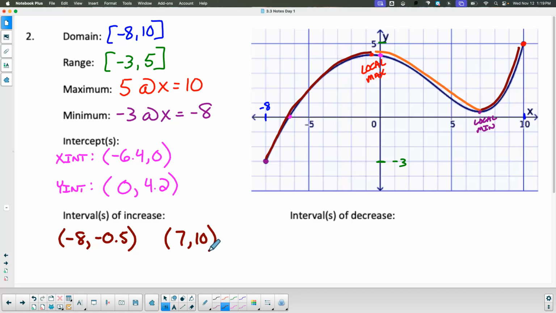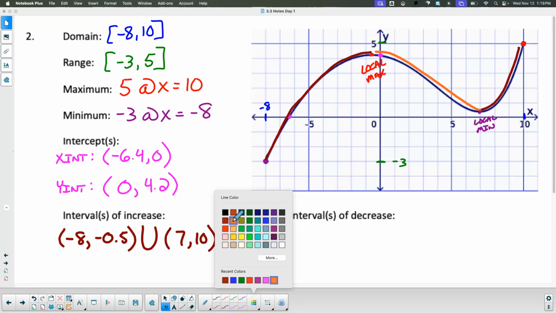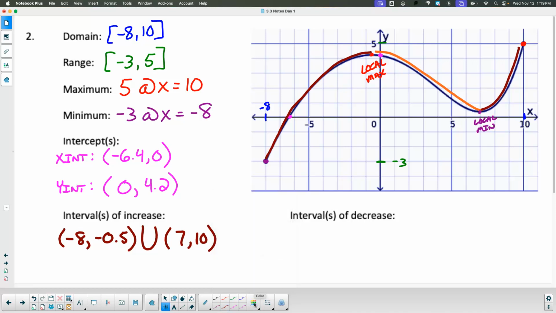Okay. Now, because there's 2 of them, what do I have to put in between? A capital U, saying that those 2 are together and that they mean this. They're both increasing. Okay. And then it would be decreasing from -0.5 to 7, right?